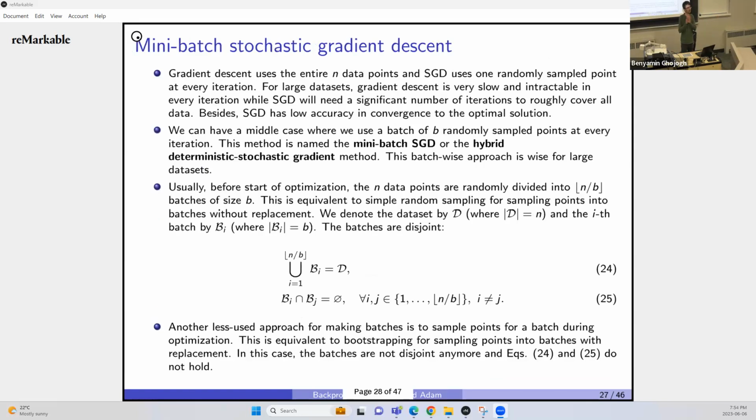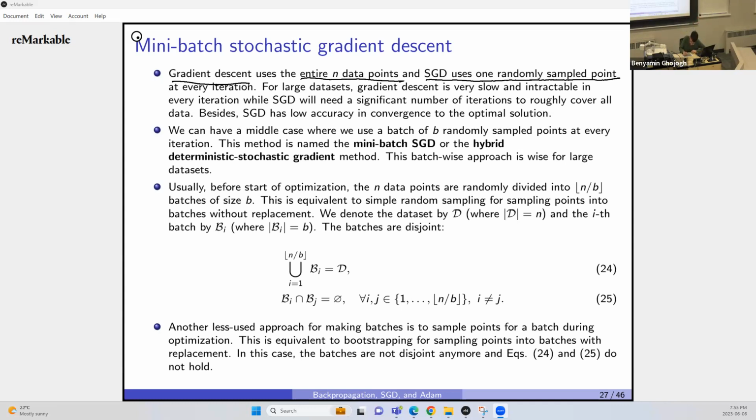Now that we talked about gradient descent and stochastic gradient descent, let's talk about mini batch stochastic gradient descent. Gradient descent uses the entire n data points. SGD uses one randomly sampled point at every iteration. So these are the two extreme cases. Now let's have a middle case scenario.